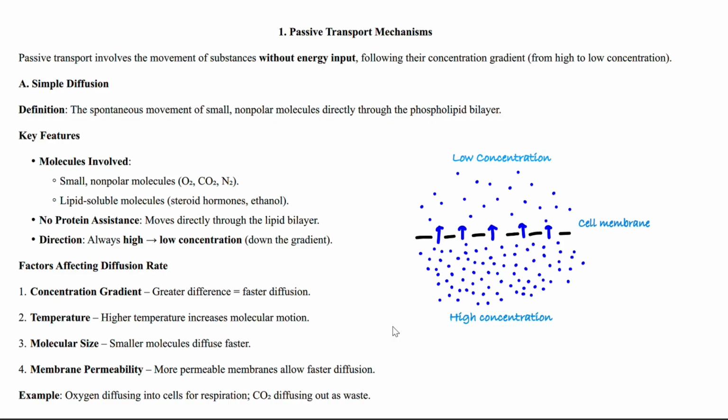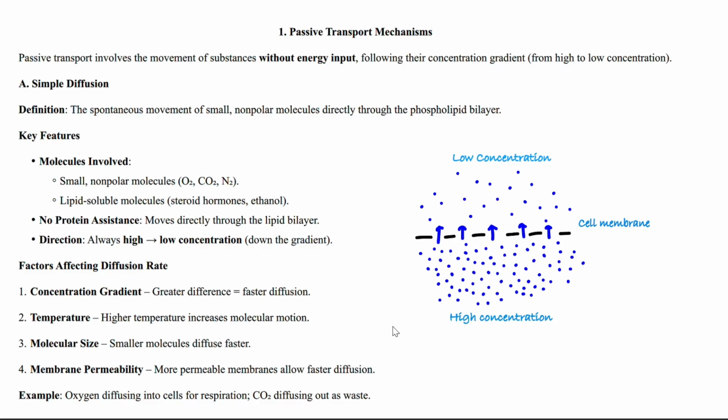It's the spontaneous movement of small non-polar molecules directly through the phospholipid bilayer without the help of any transport proteins. Let's break that down. What kind of molecules use simple diffusion? Small non-polar gases like oxygen, carbon dioxide, and nitrogen. Lipid soluble substances like steroid hormones and ethanol also pass through easily. How does it happen? There is no protein assistance needed. These molecules just slide between the lipid molecules of the membrane, simple and direct.